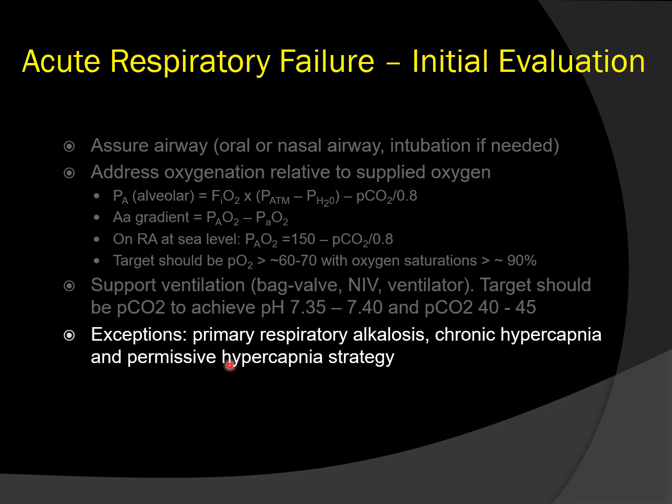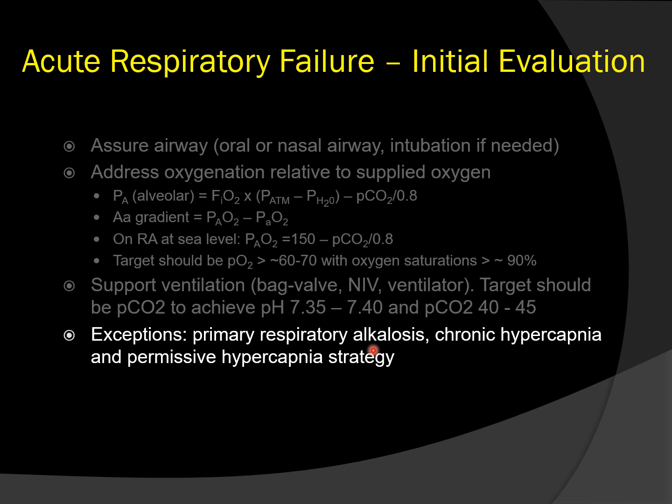I'm going to show you 3 exceptions to when we're not necessarily targeting a PCO2 of 40 to 45. First of all, if a patient has a primary respiratory alkalosis, we may not be able to target this pH. The pH may be elevated from the primary respiratory alkalosis, let's say 7.5, and their PCO2 may be 32. And if a patient's primarily hyperventilating, there's nothing we can do. We just have to allow them to have a high pH and a relatively low PCO2. There's really no good way to target a higher PCO2 short of heavily sedating or paralyzing the patient.